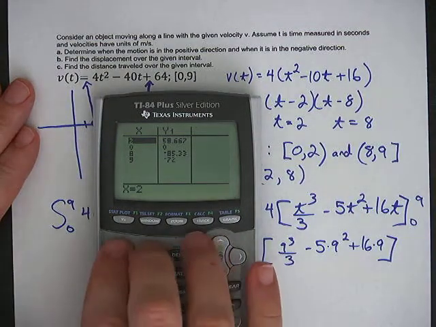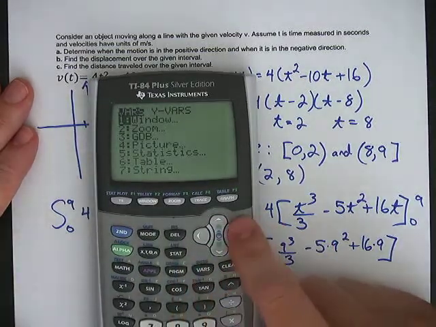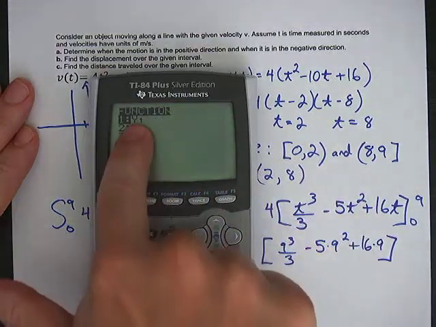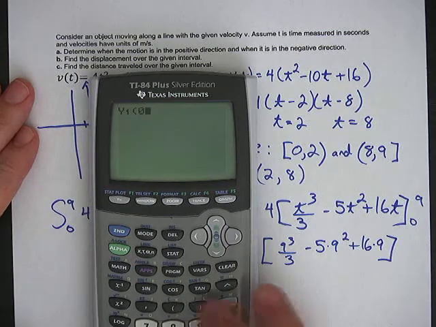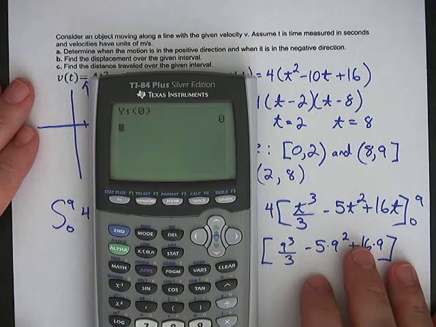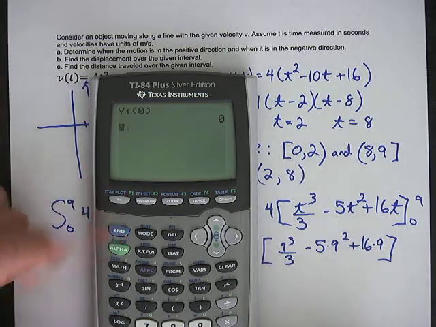Another way to do that, hit second quit and go to vars, move over to y-vars and hit enter on function. We typed that function in on y1, so hit y1 and open a parentheses and type in whatever you want to plug in as the x value, or in our case the t value, and hit enter. So you can see when we plug in 0, we get 0. We knew that already.